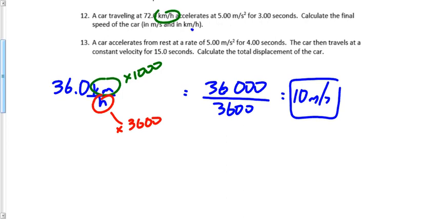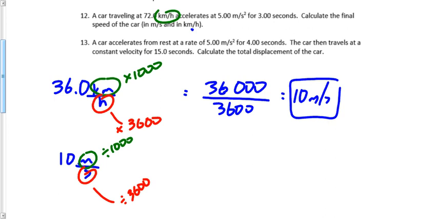Now, if you have to convert the other way around, from meters per second to kilometers per hour, which it looks like you do here, let's do it the other way around. 10 meters per second. Remember, I got to convert here meters to kilometers. How do you do that? Divide by 1,000. I got to convert seconds to hours. How do I do that? Divide by 3,600. If I'm converting kilometers to meters, it's multiplied by 1,000. Hours to seconds, multiplied by 3,600. If I'm going the other way around, I divide.